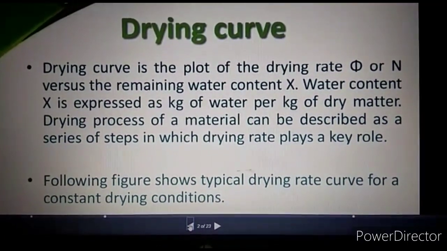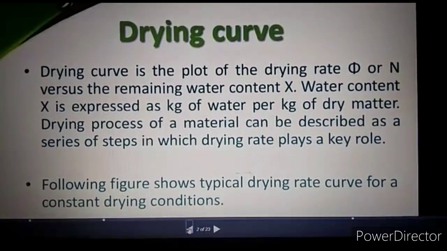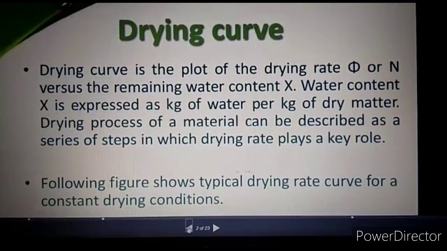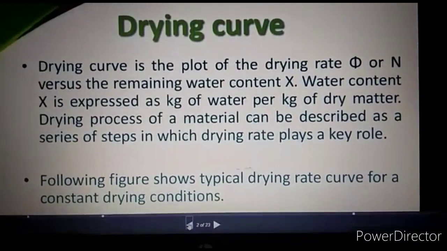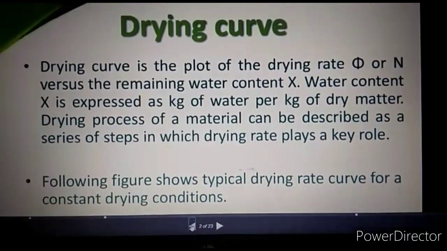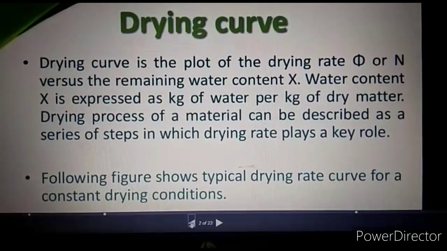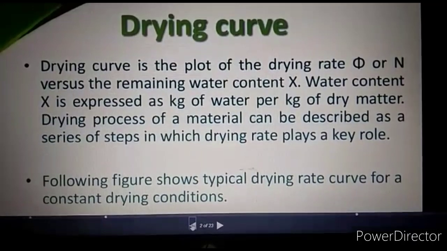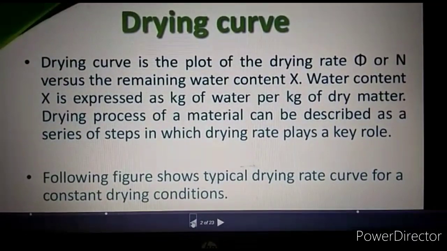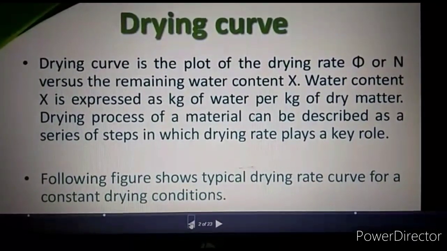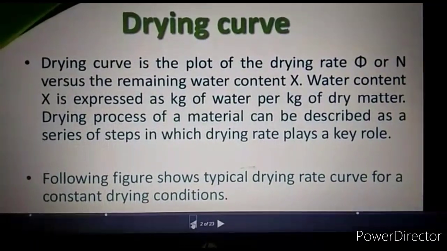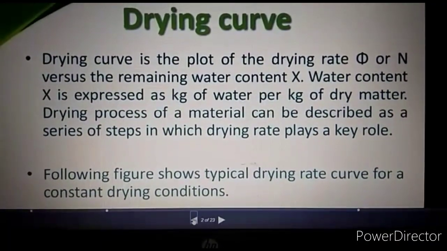The next topic in the topic food drying and dehydration is the drying curve. What is a drying curve? Drying curve is the plot of the drying rate versus the remaining water content. Water content, say X, is expressed as kg of water per kg of dry matter.